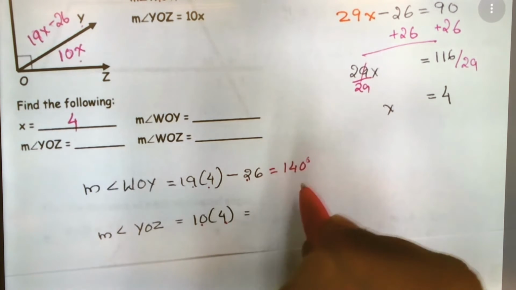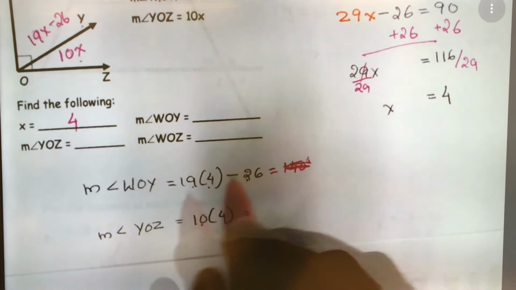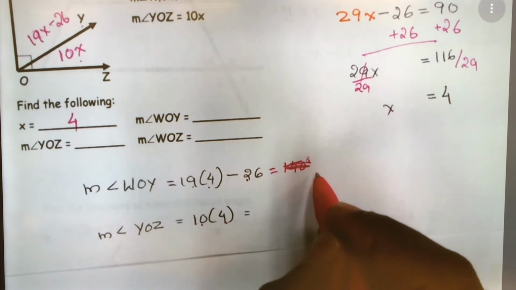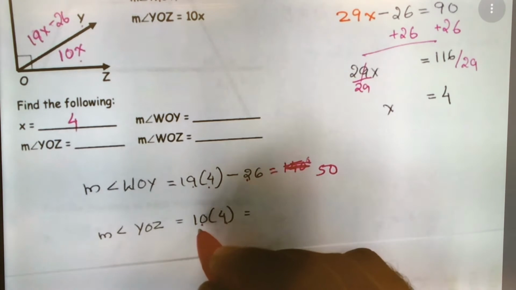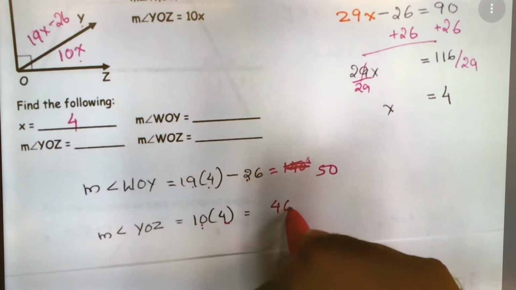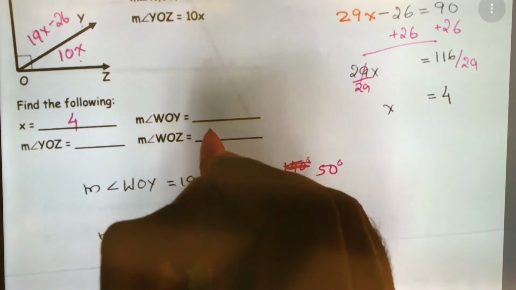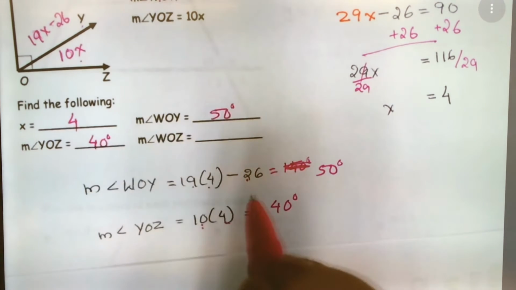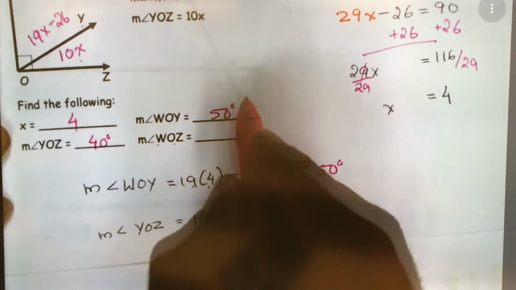Sorry, I made a mistake. 19 times 4 minus 26 is 50, and 10 times 4 is 40. So those are 50 and 40 degrees. So this is 50 degrees and this is 40 degrees. The whole angle WOZ is 90 degrees.